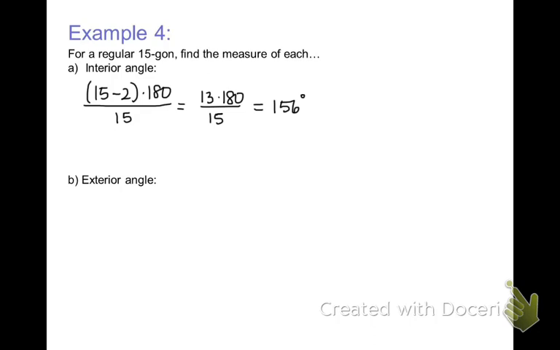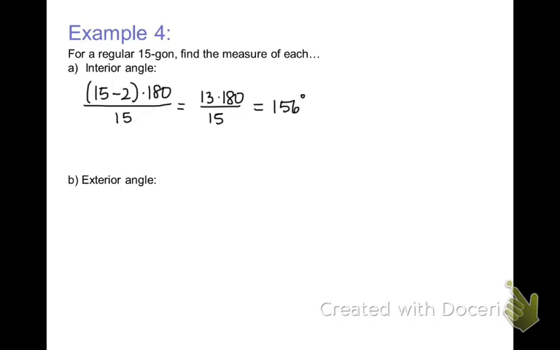It is okay, by the way, to get decimals. So you're not always going to get even angle measures. If you get a decimal, that's okay. You might not have perfect angle measures. Okay?